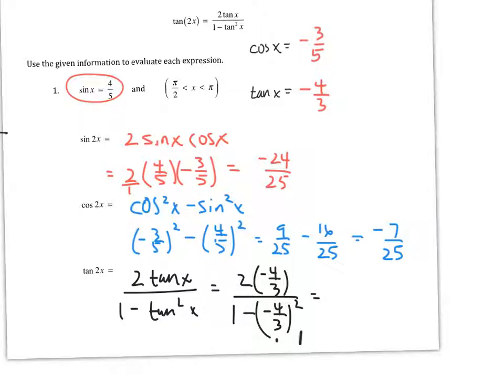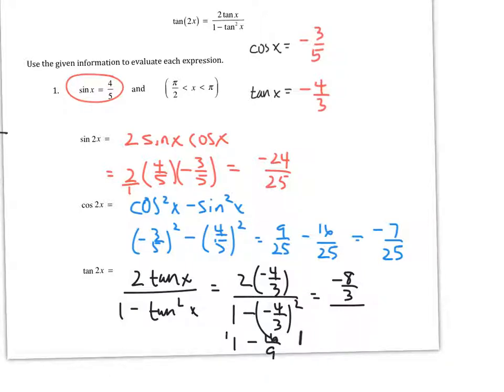All right, so you're probably going to end up with a fraction in the numerator and a fraction in the denominator. Remember that all you have to do is take the numerator and multiply by the reciprocal of the denominator. What's the numerator become? Negative 8/3 is correct.